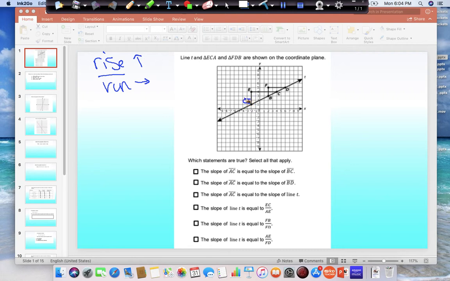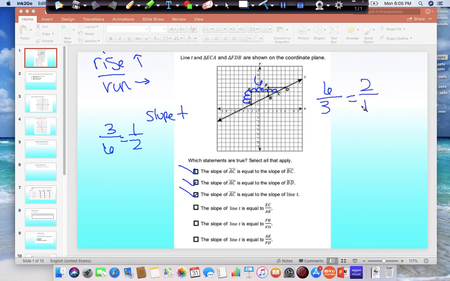So this is going up 1, 2, 3. Up 3 over 1, 2, 3, 5, 6. Up 3 over 6, which reduces down to 1/2. So the slope of line T is 1 over 2, or 1/2. Then this says that is equal to EC, which we know is 6, over AE, which is 3. 6 over 3 reduces to 2 over 1. It does not reduce to 1 over 2. So that is not correct.